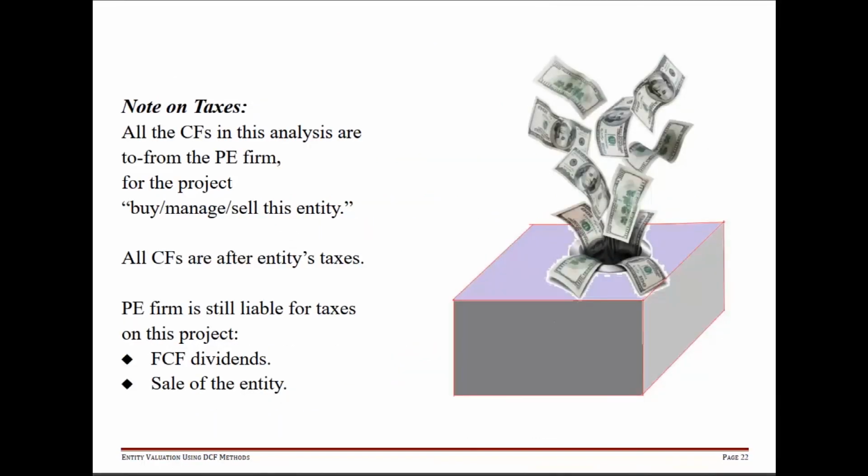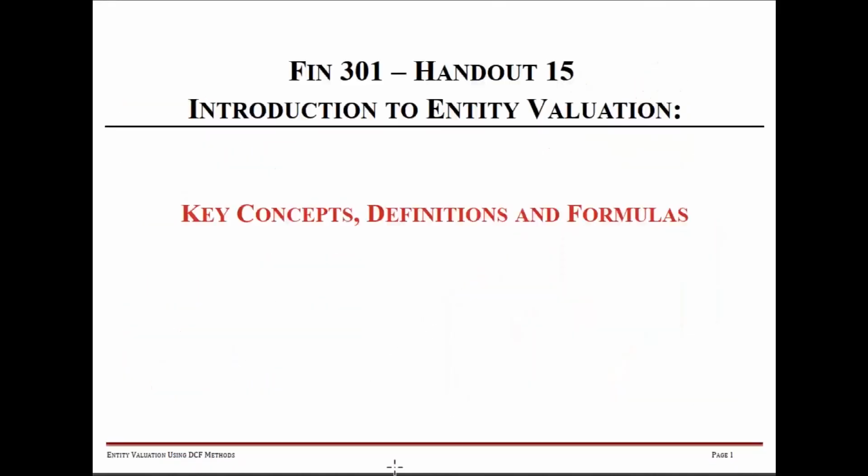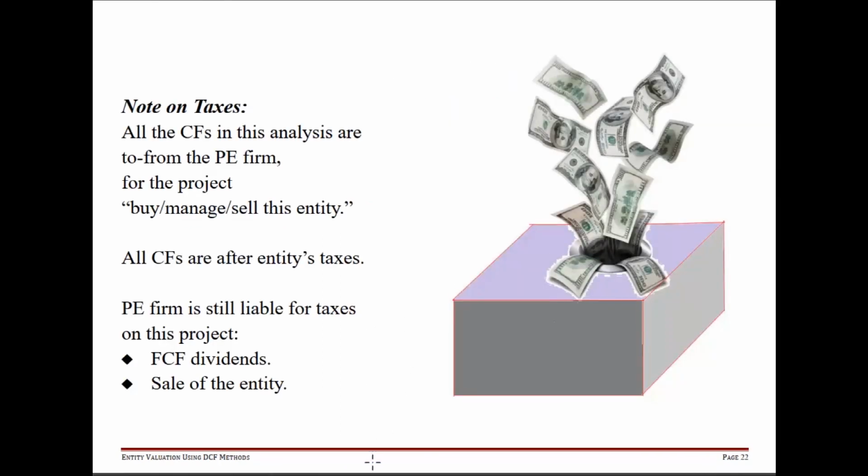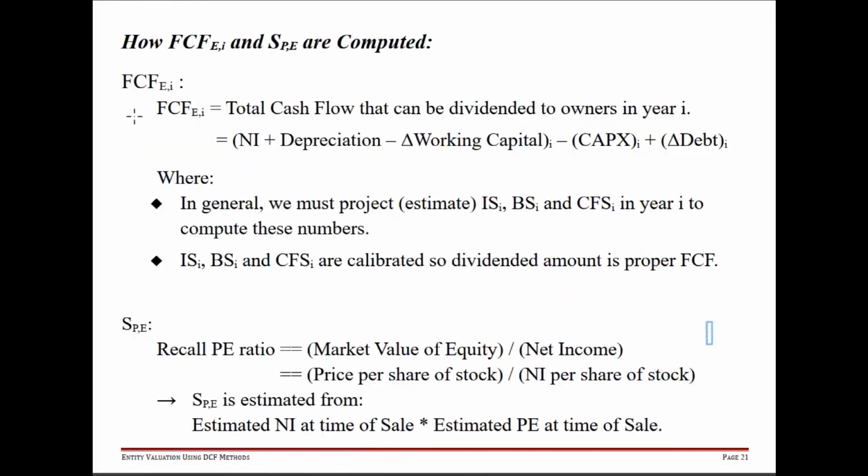Just a quick reminder, for everything we do here, these are after tax for the entity, but not necessarily after tax for the owners of the entity. So for example, with our free cash flows, these are after the entity has paid tax and all that jazz. And the sale price, the entity is not going to pay any tax for selling itself, but whoever owns the firm may have to pay some capital gains tax on that. So that's just our quick reminder on that. And that's it for what we covered in handout 15.